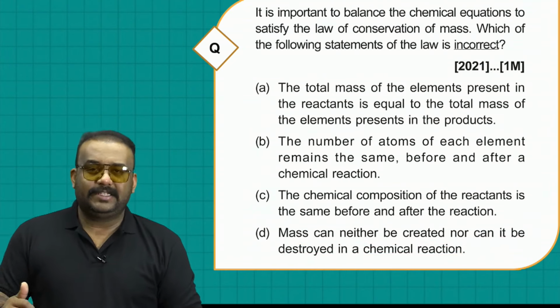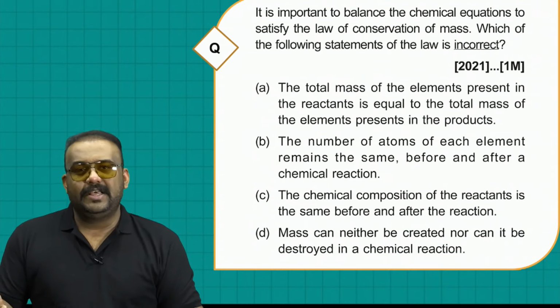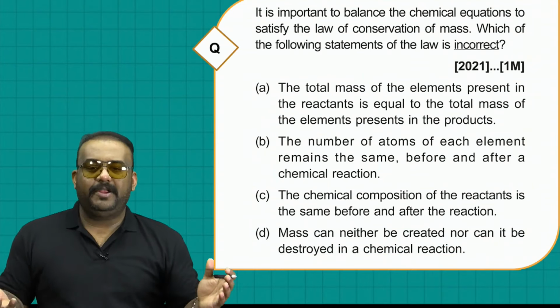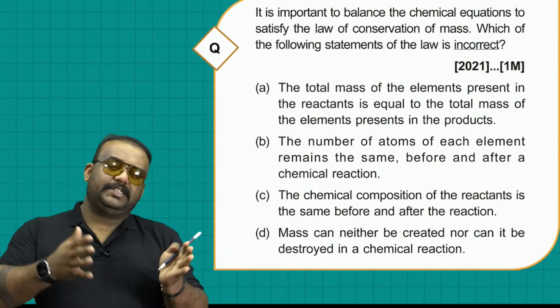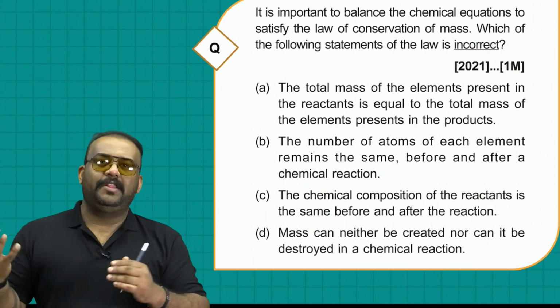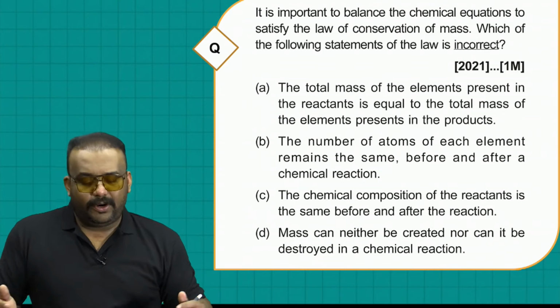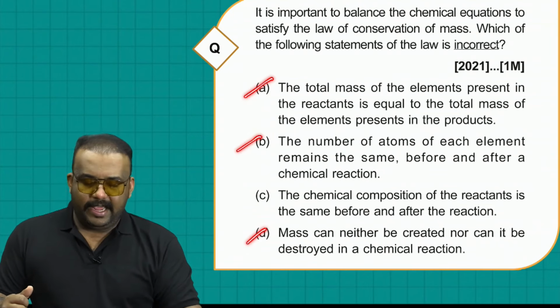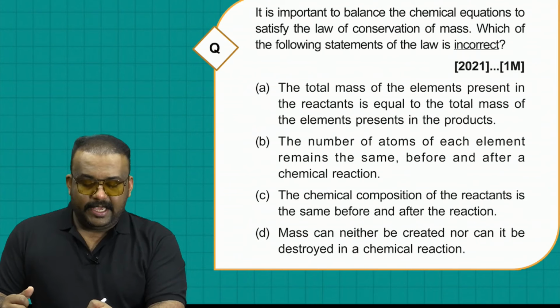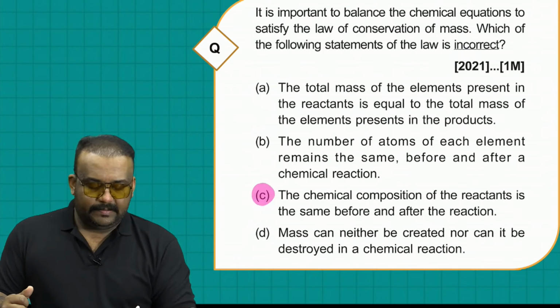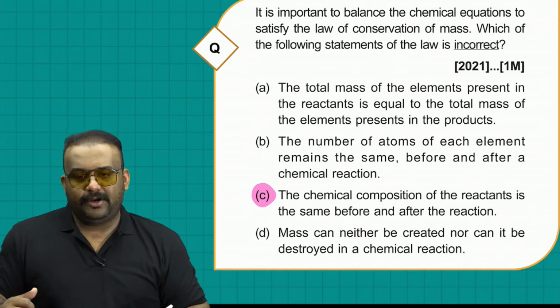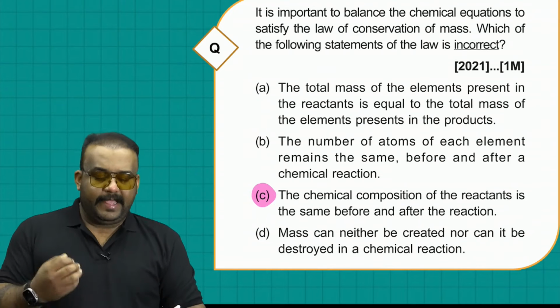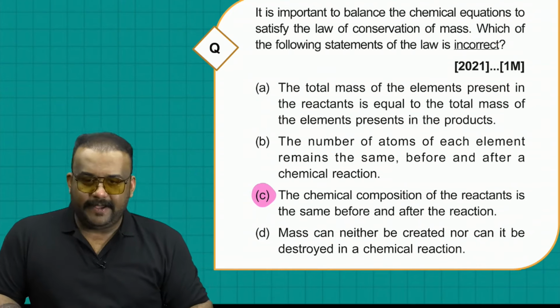It is basically the statement of law of conservation of mass. Mass can neither be created nor be destroyed. It is just an interchange of the atoms in the chemical reaction. So the total mass remains constant. So options A, B and D are correct, but option C is incorrect. So the answer for this question is option C.